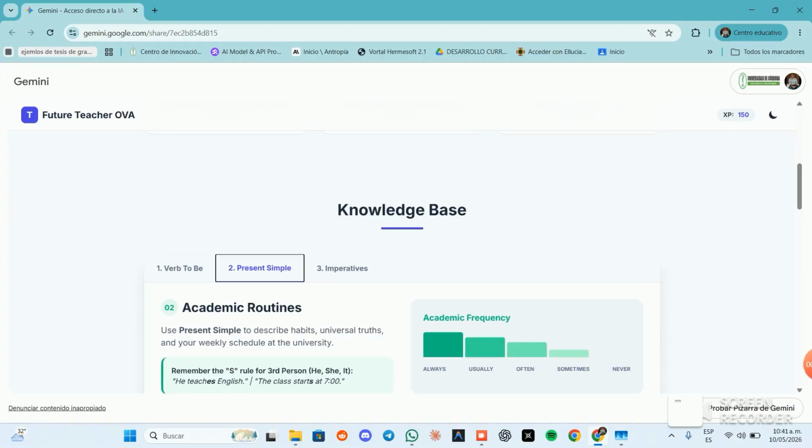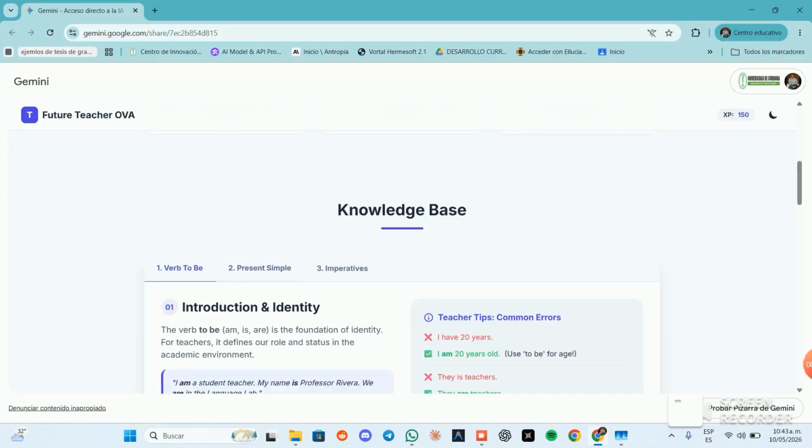So as a first step, we have the knowledge base, in which students carry out all the academic routines concerning the grammar they are going to focus on, and how they are going to put it into practice. I'm going to show you a little bit about how this takes place.